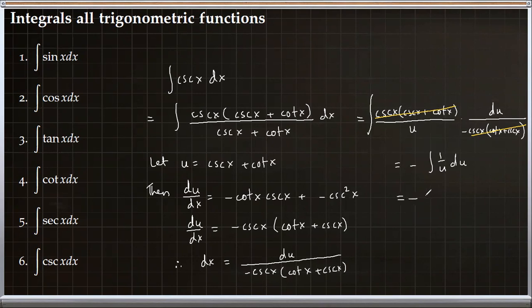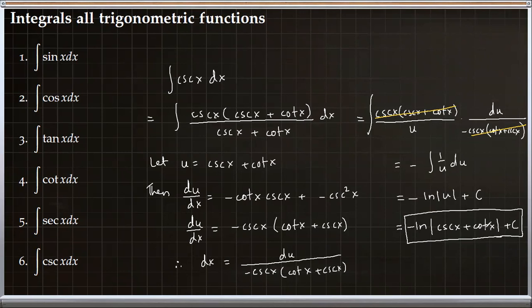But we know the antiderivative of 1 over u is the natural log of the absolute value of u plus a constant. And we know that u is cosecant x plus cotangent x, so we just put that expression back here: the natural log of the absolute value of cosecant x plus cotangent x, plus a constant. This is the antiderivative of cosecant.